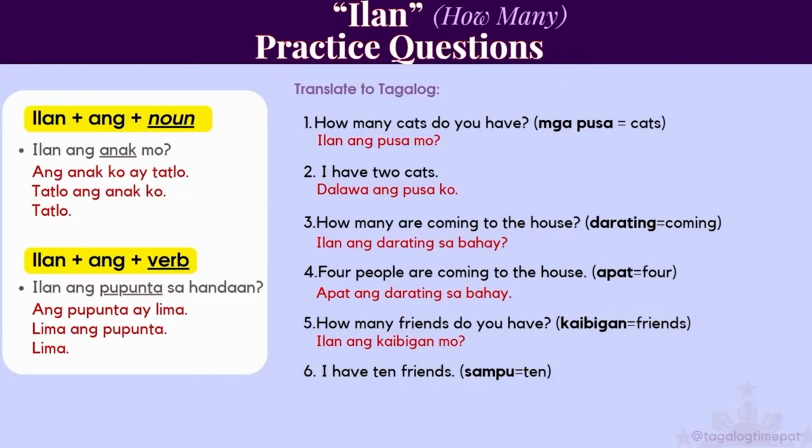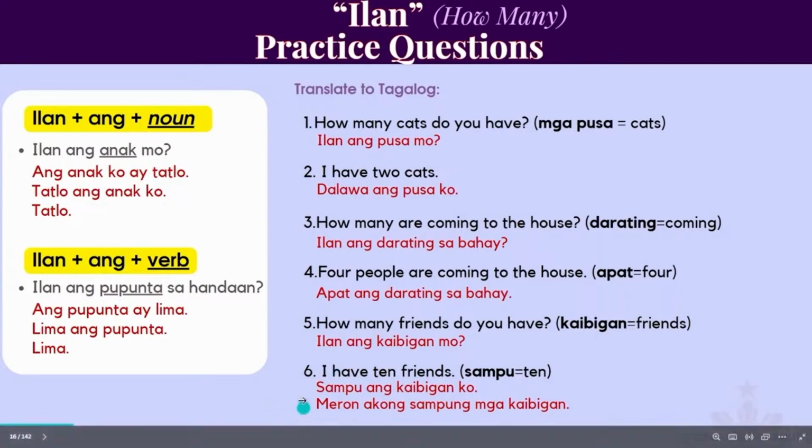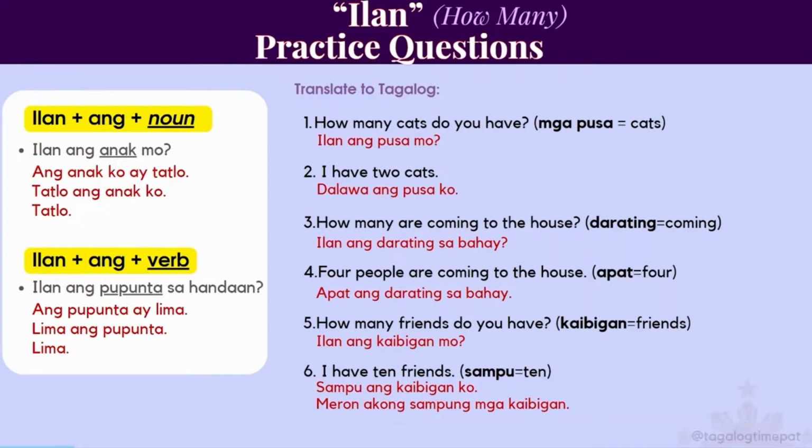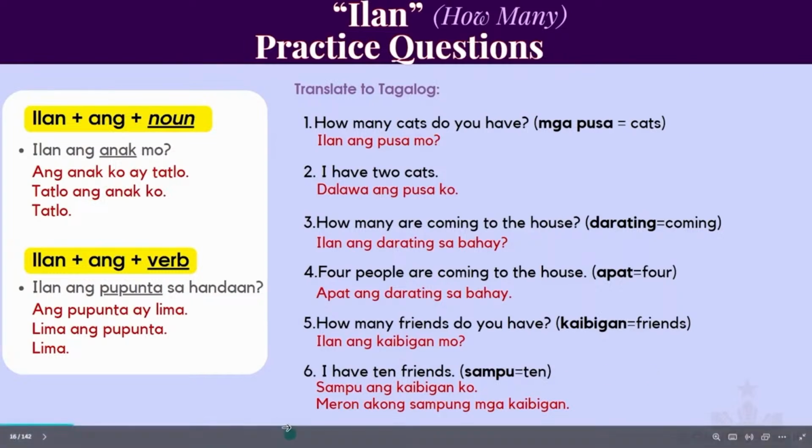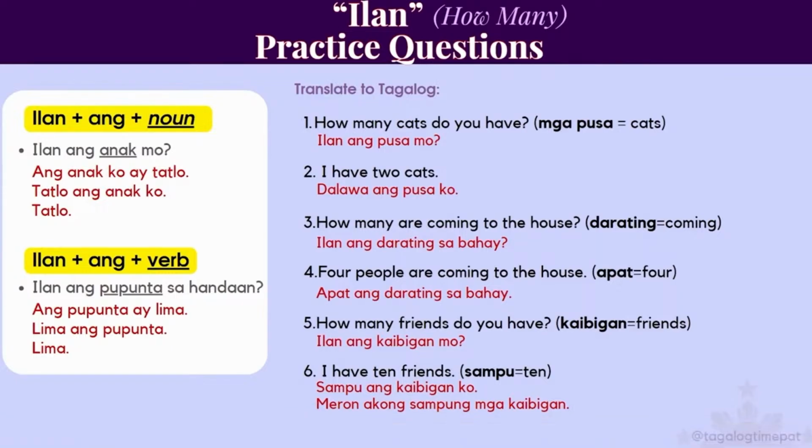Number 6, I have 10 friends. Sampu means 10. Sampu ang kaibigan ko. Or sampung mga kaibigan ko. I have 10 friends. All right. Another way to answer this, meron akong 10 mga kaibigan. So I want to show you again, there are different ways to answer. There's a long form, there's a short form, there's an even shorter form, right? Just say the number by itself. So if you hear different responses, hopefully you can recognize some of the vocabulary words and just kind of go from there.